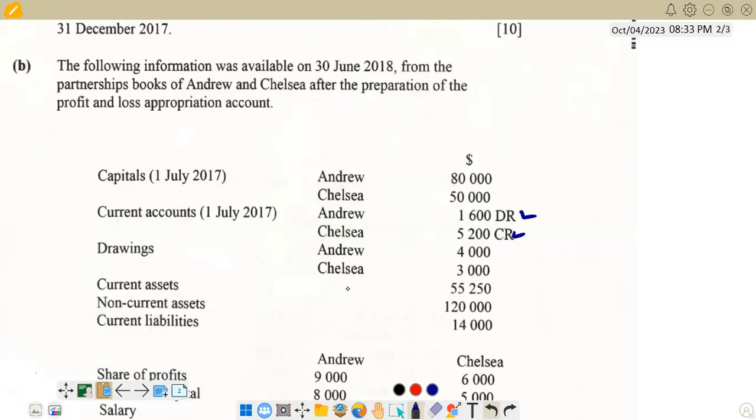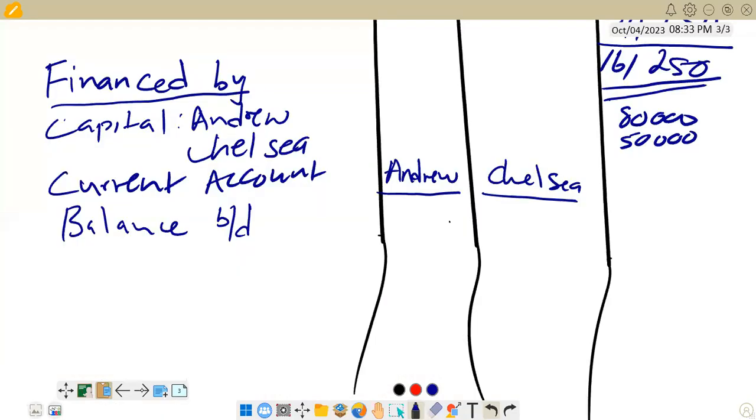So we go back to our answer section. For Andrew, we've got a negative figure, which is 1,600. And we know what we do when it's a negative: we put it in brackets. And then for Chelsea, we said we got 5,200. So we're going to have 5,200 here.